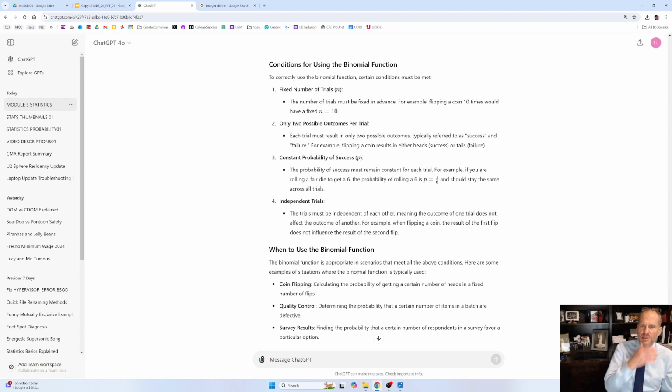And conditions for using the binomial function. To correctly use the binomial function, certain conditions must be met. You must have a fixed number of trials. The number of trials must be fixed in advance. For example, flipping a coin 10 times would have a fixed n equals 10.